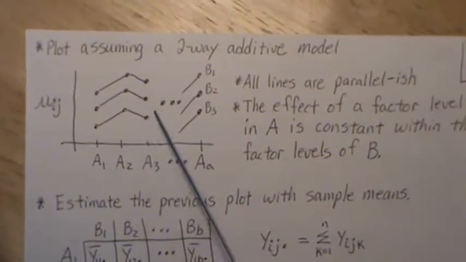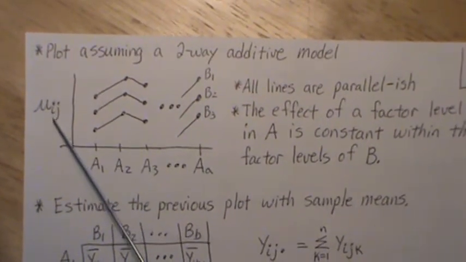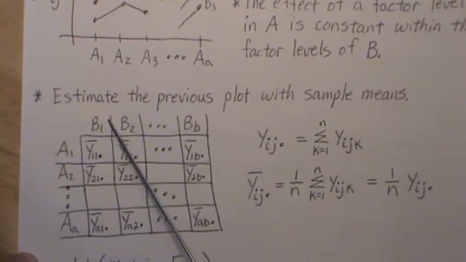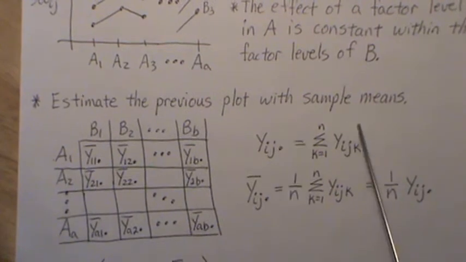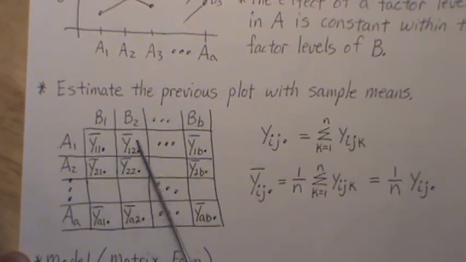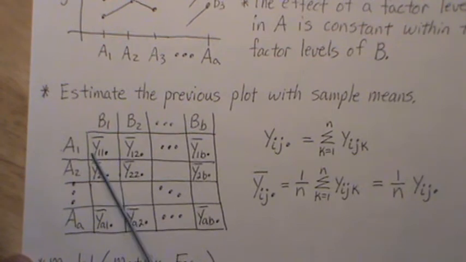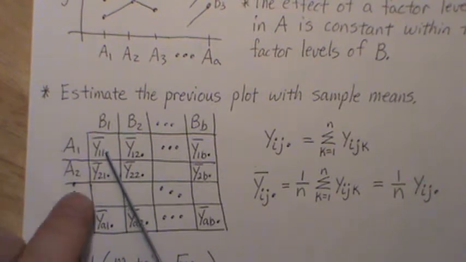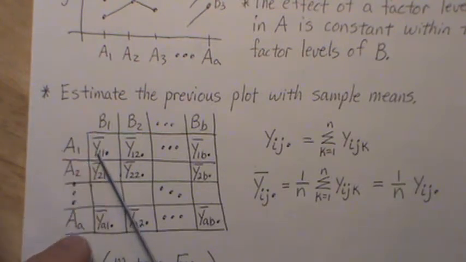So in practice, we'll never know the exact population means. We just can't. So what we do is we estimate this previous plot with the sample means. If we were to table that, then all the observations in A1, B1, we just add them up and divide by how many there are. In this case, there's n. And the notation we're going to use is y_11 bar. Now, remember, y has 3 indexes: i, j, and k.